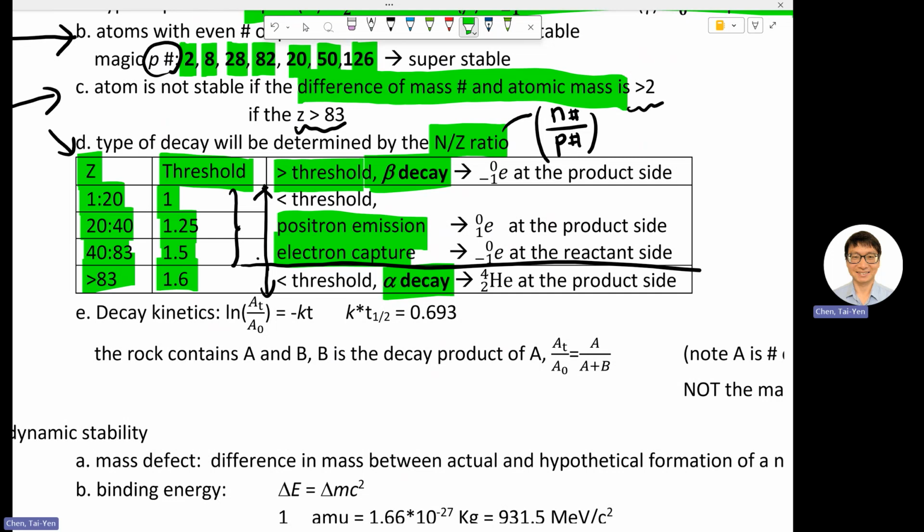Okay, so let's just refresh our memory again. In my setup, there are 4 different groups: 1 to 20, 20 to 40, 40 to 83, and larger than 83.